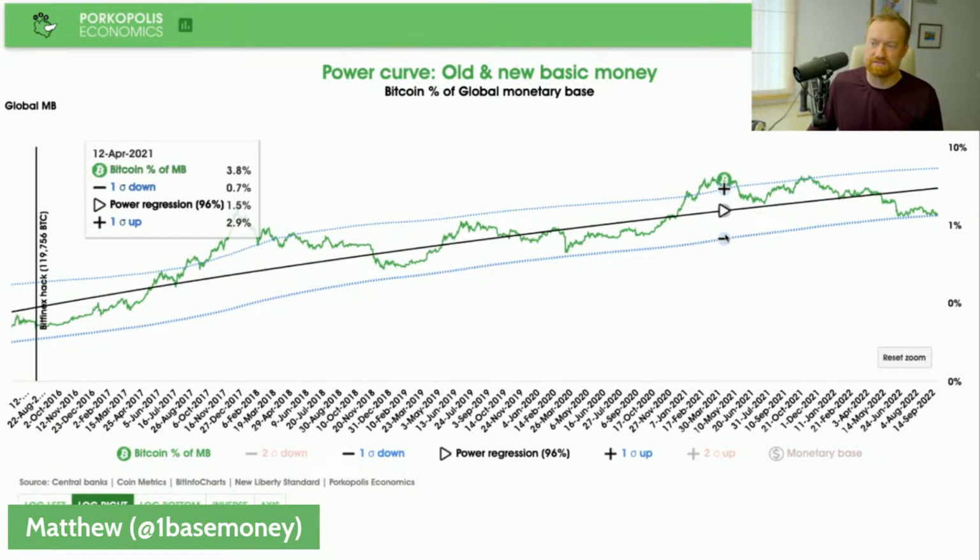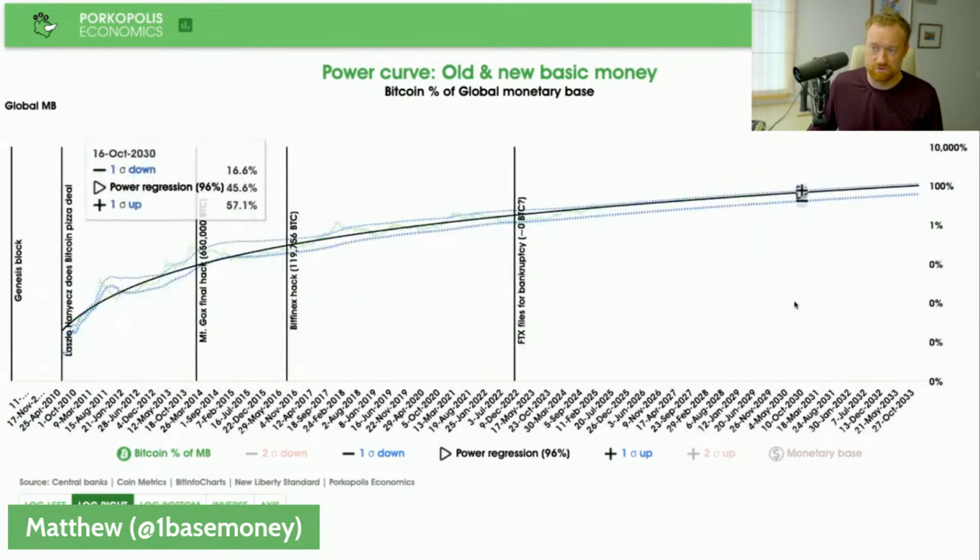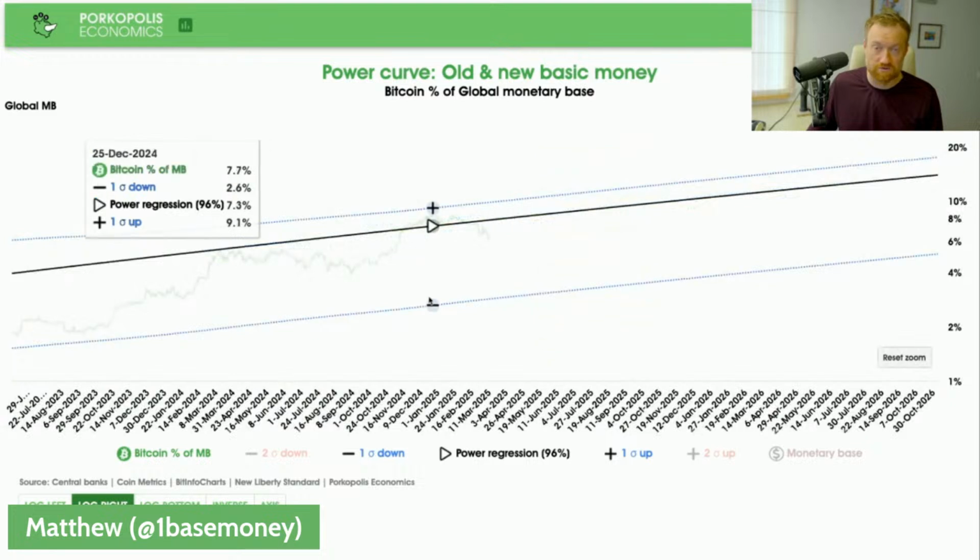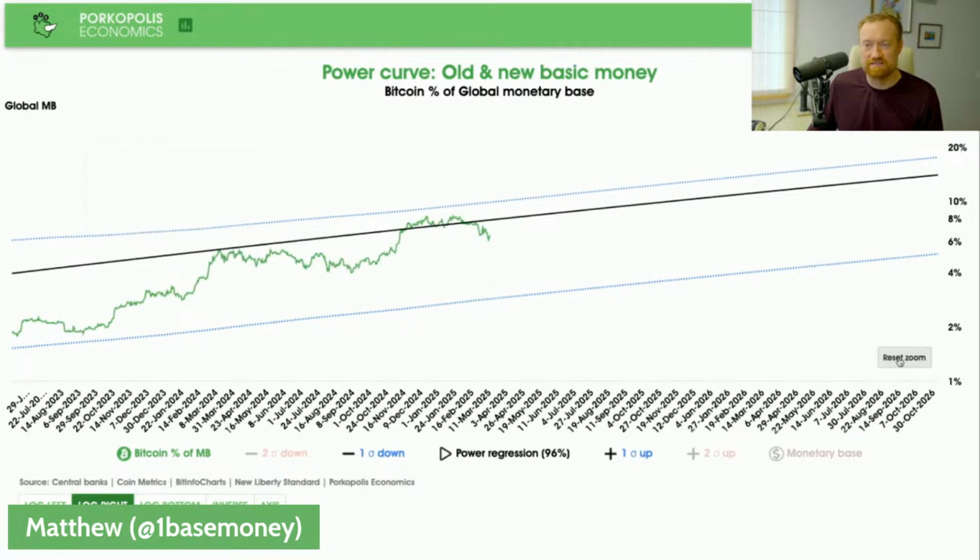It's the same thing as 1 sigma. In 2021, something between 0.5% of the monetary base and 2.5% was normal. And now, normal run-of-the-mill behavior is 2.6% of the monetary base, 2.5% of the monetary base, and 8%. 8%. This is incredible. Think about that.